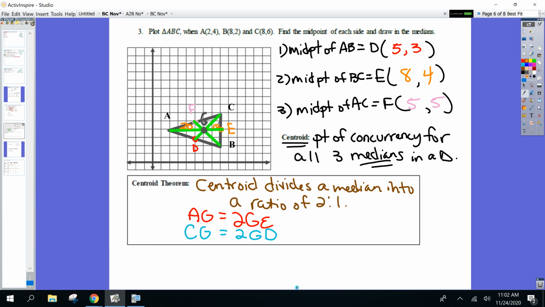Everybody good there with the centroid theorem? It divides it up into a ratio of 2 to 1. Can I answer any questions before we do our last two examples?